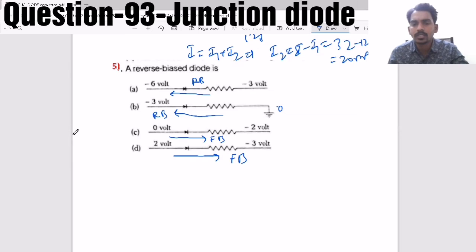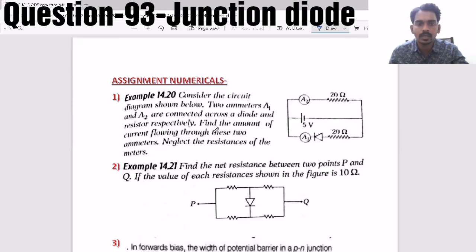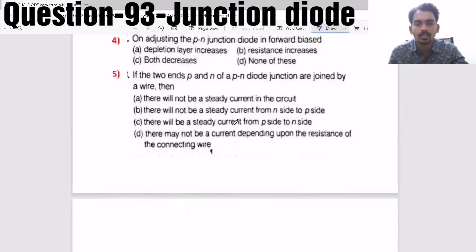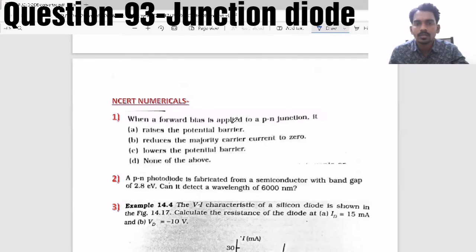So this is how they will ask questions based on a junction diode. Just try to understand, and similar questions I have given as an assignment. Just try to practice them so that you will understand the concept. And sometimes they will give the theoretical questions also, based on the depletion region, barrier potential and all. And see here, NCERT questions also there, few questions, try to solve them.